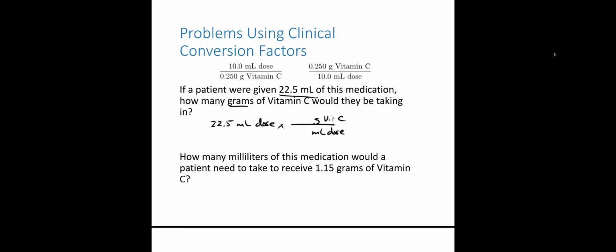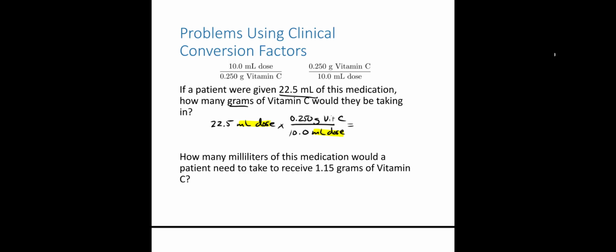and we want to convert that to grams of vitamin C. So which conversion factor do we want? Well, we want this one right here because it's got the milliliters in the denominator. So we have here 10.0 milliliters of dose would give you 0.250 grams of vitamin C. And so again, we notice here our important pattern, the diagonal pattern, in terms of what values will cancel with each other. And let's go ahead and put this in the calculator.